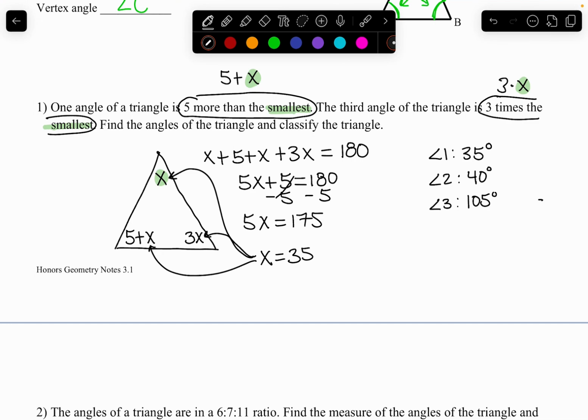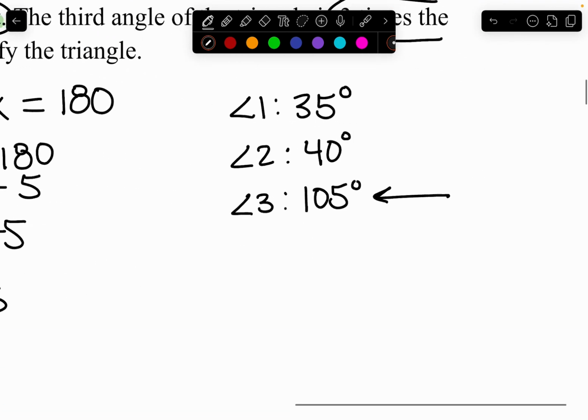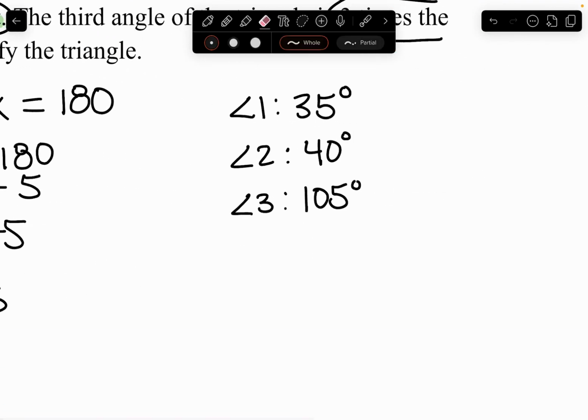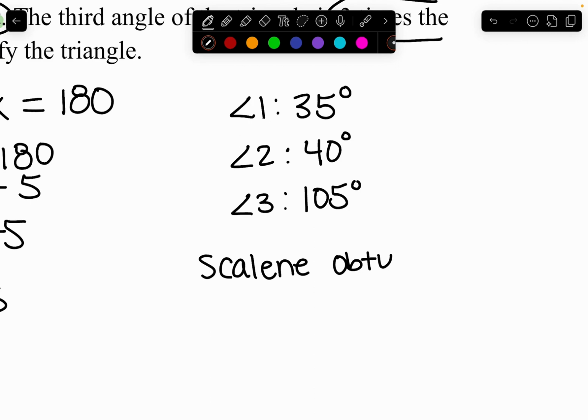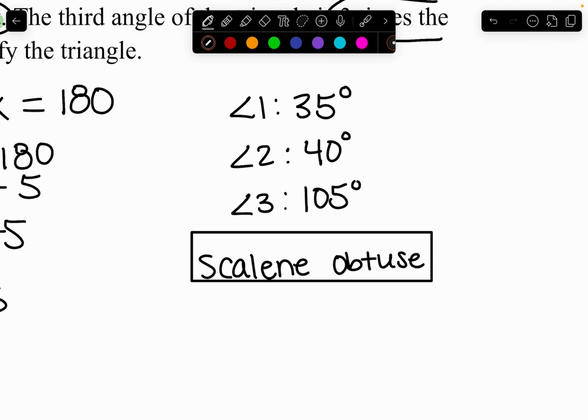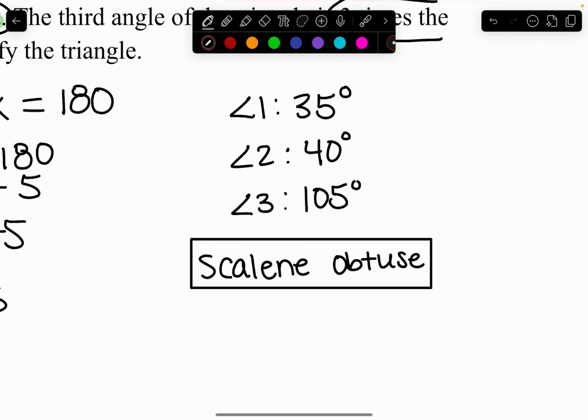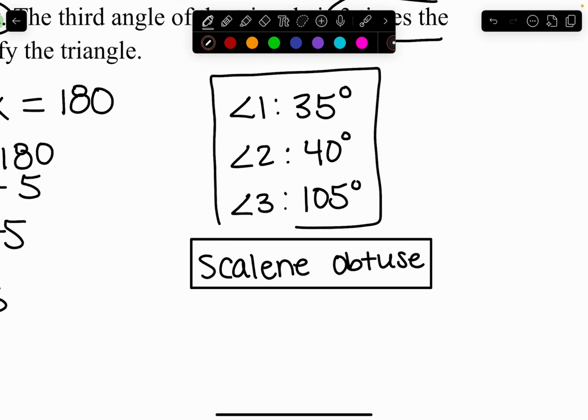And then notice here, I have an angle of 105, which is greater than 90. So I definitely have an obtuse triangle. So when I classify my triangle, this will be classified as a scalene obtuse. Scalene obtuse. And I don't care if you do obtuse scalene, whatever sounds better to you. I think scalene obtuse sounds better. And then there are my three angles.